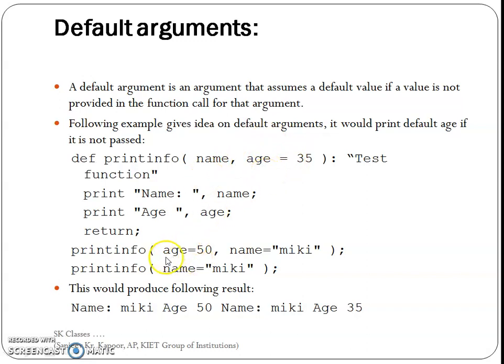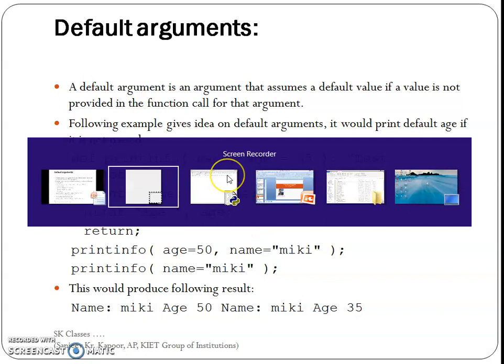I am taking two function call examples here. One is using keyword arguments where age and name both are mentioned along with the values and the keywords. But in this example, only name is mentioned and age is not mentioned. So for this particular function call, the default value of age is taken. And the supplied value is also taken. If we don't pass it, it will not generate an error, but will consider the default value.